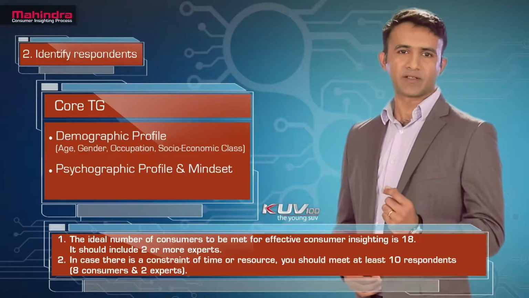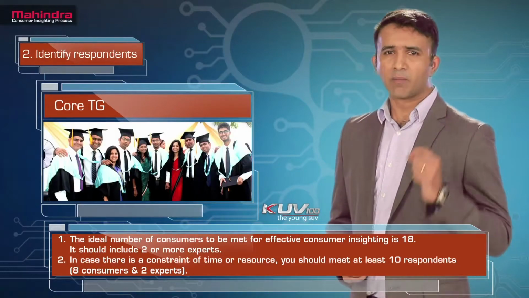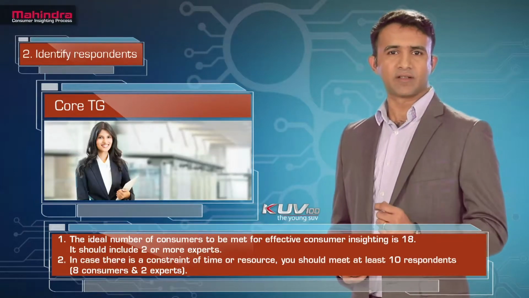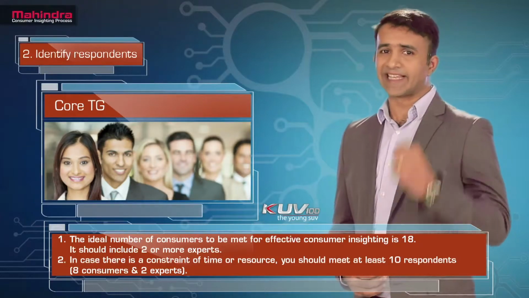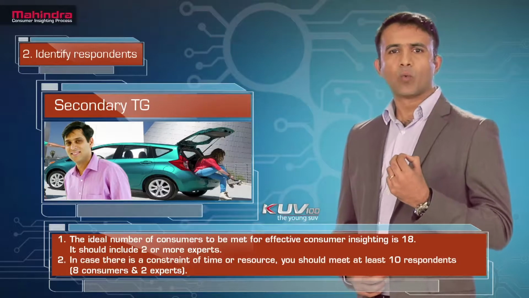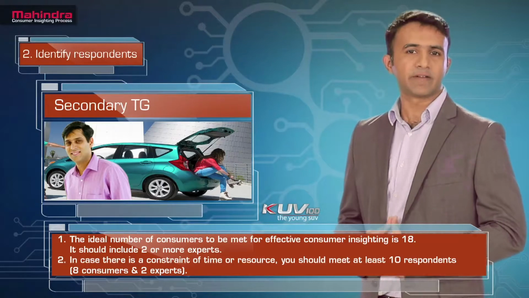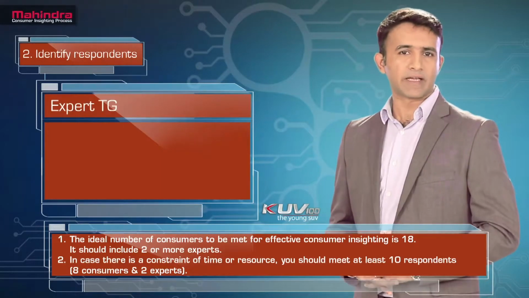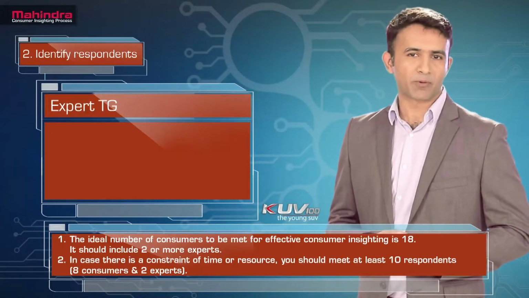Our primary TG was young, ambitious, first-time job seekers between the age of 25 to 30 years. They were essentially the first-time car buyers. This category of TG was essentially new to Mahindra. The secondary TG was upgraders from hatchbacks in the age of 30 to 35 years. They were SUV aspirers.